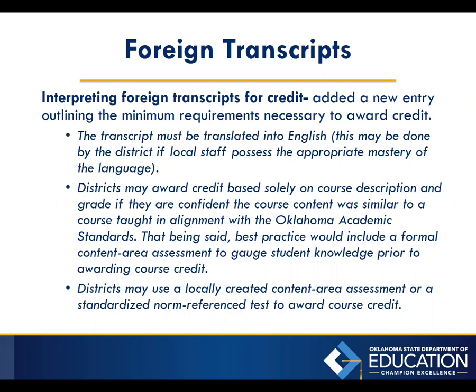Second, districts may award credit based solely on course description and grade if they're confident that the course content was similar to a course taught in alignment with the Oklahoma academic standards. That being said, best practice would include a formal content area assessment to gauge student knowledge prior to awarding course credit. And thirdly, districts may use a locally created content area assessment or a standardized norm reference test to award credit. So those are the three rules that our counseling department is comfortable with.